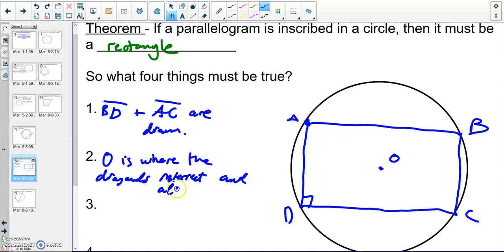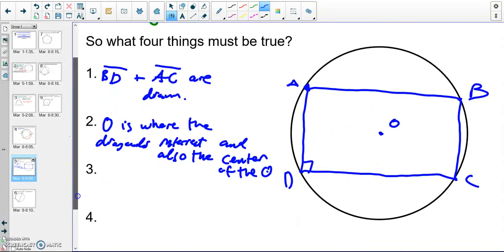And also the center of the circle. So where the diagonals intersect and the center of the circle are the same point. Third thing, OA, OD, OC, and OB are all radii of your circle. So again, these are facts that will help us solve problems when we see pictures like this.